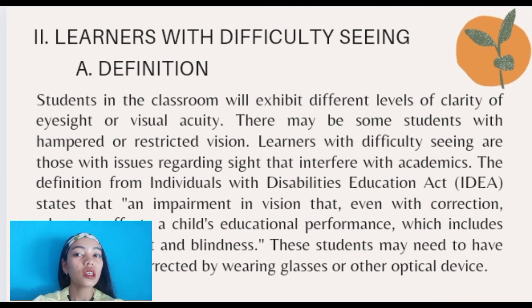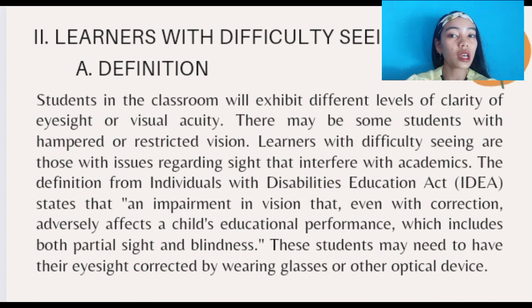Its definition: students in the classroom will exhibit different levels of clarity of eyesight or visual acuity. So what do you mean by visual acuity? Visual acuity is a measure of the ability of the eye to distinguish shapes and the details of objects at a given distance. It is important to assess visual acuity in a consistent way in order to detect any changes in vision. There may be some students with hampered or restricted vision.